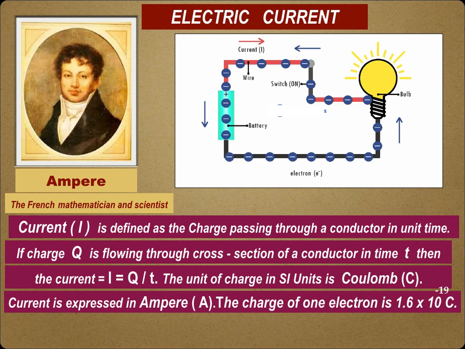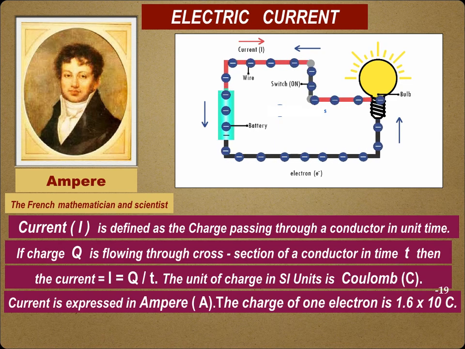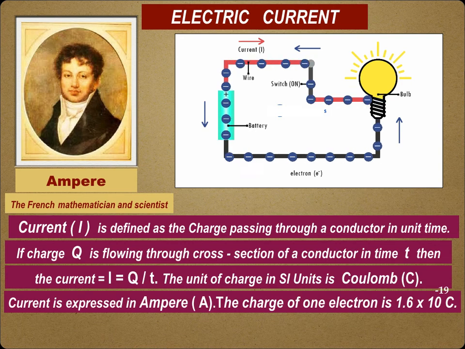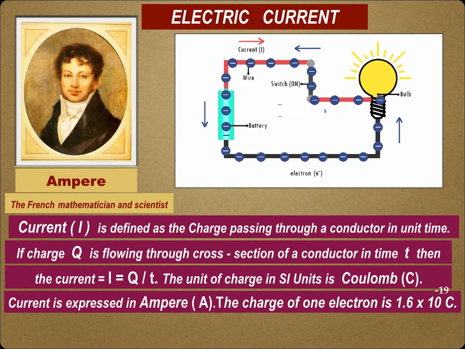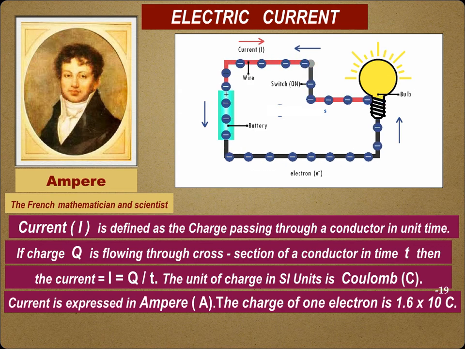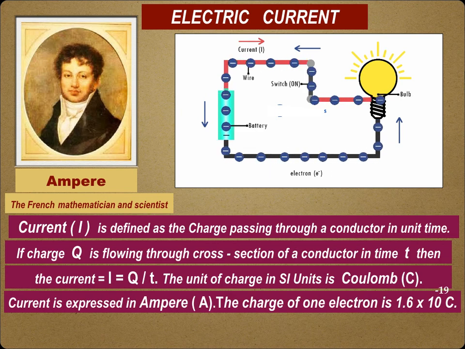So, what is 1 ampere? 1 ampere current is said to flow in a conductor if 1 coulomb charge flows through it every second. 1 ampere is equal to 1 coulomb upon 1 second. The charge of 1 electron is 1.6 multiplied by 10 raised to minus 19 C. Hence, you have understood what is electric current.